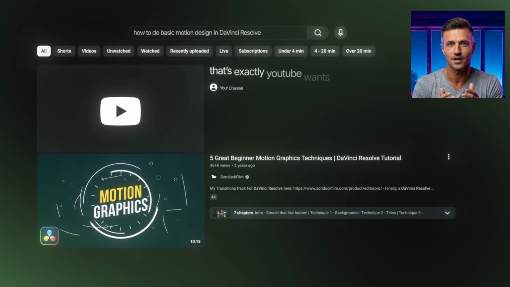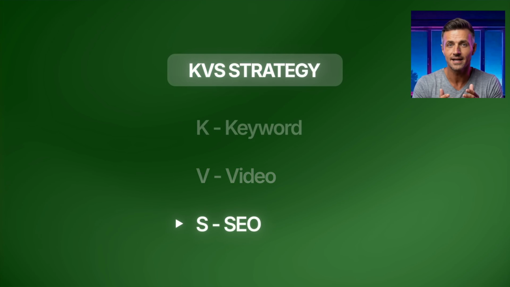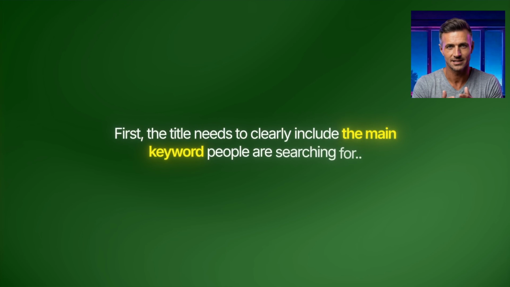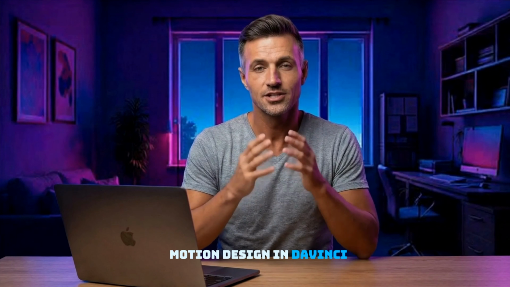Now let's move on to the final letter in the KVS strategy. The S in KVS stands for SEO, and this is where we tie everything together. First, the title needs to clearly include the main keyword people are searching for. So if I want to rank for how to do basic motion design in DaVinci Resolve, my title is going to look like this: How to do basic motion design in DaVinci Resolve.